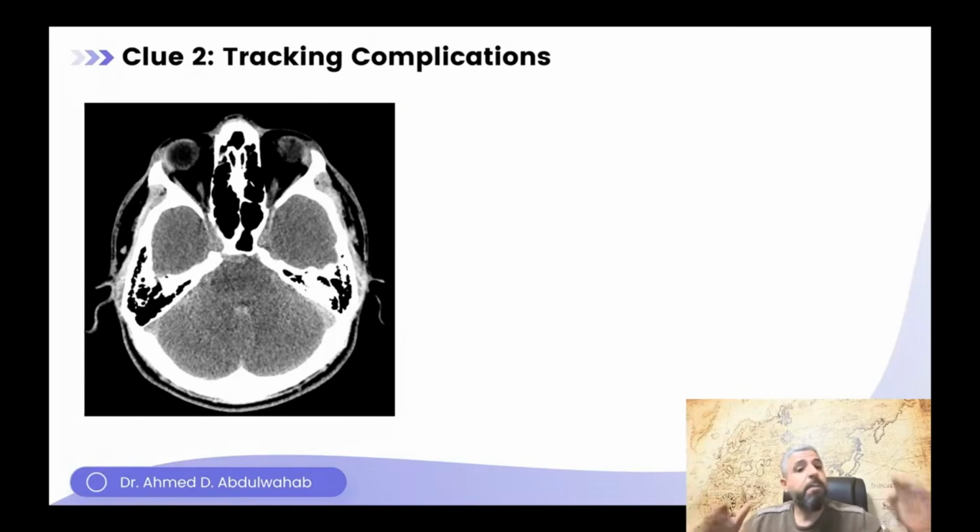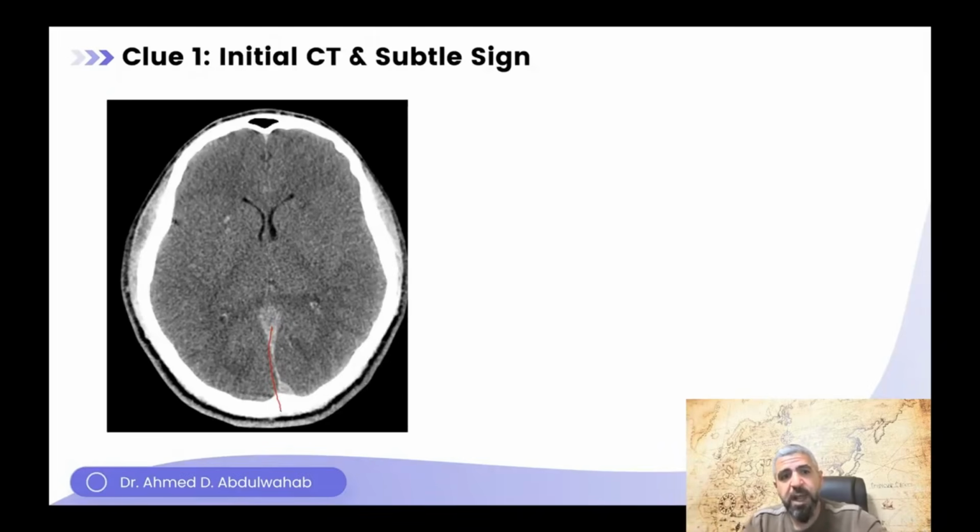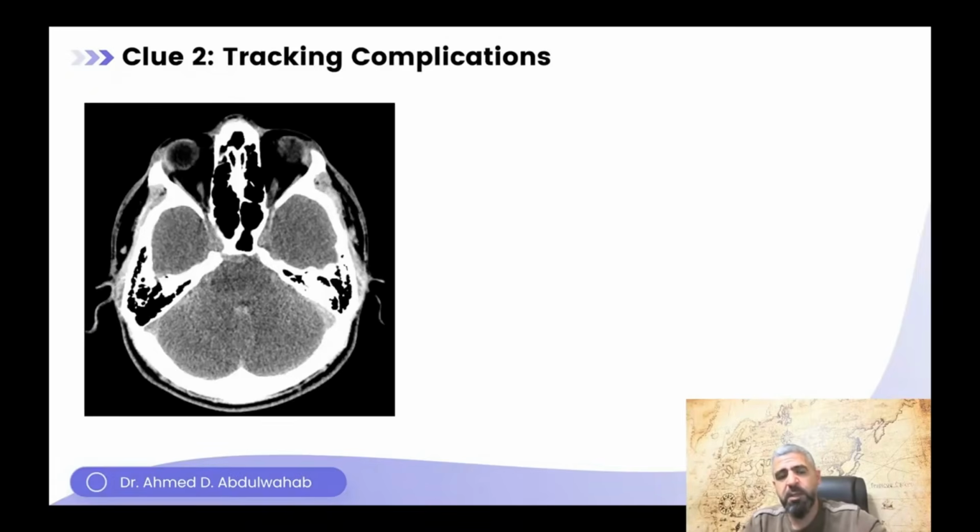We see edema because the ventricles are small. You can see the posterior occipital horns, they are not even seen. This indicates edema, and we can see the cisterns here. This is the fourth ventricle, it has a small amount of increased density, which indicates blood. Let's go for the final clue.